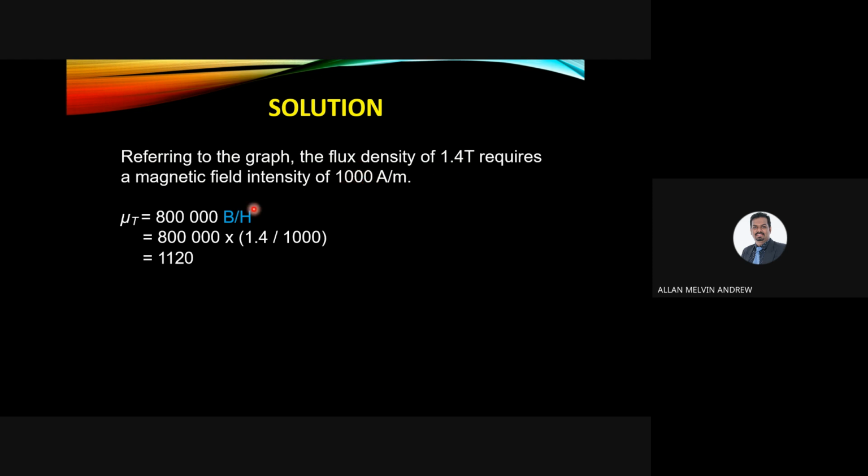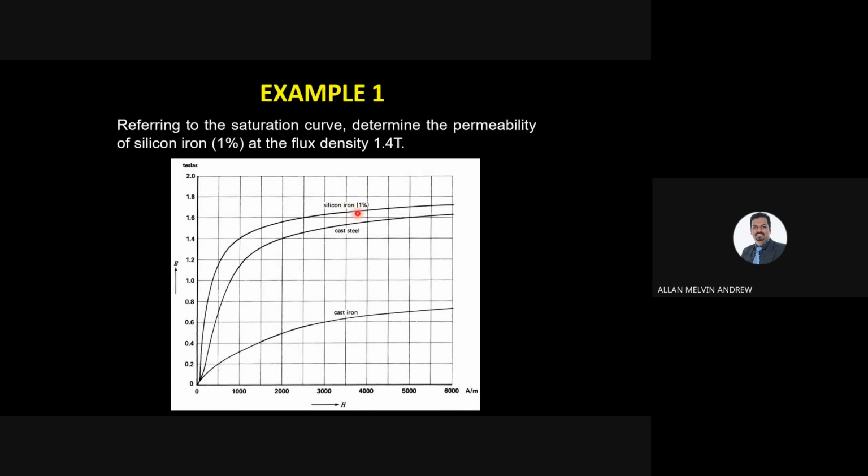Based on this, we can replace it in this formula we have seen earlier. So mu r equals B over H, where B is 1.4 given in the question, over 1000. So mu r is 1120. This is the value for the relative permeability of the material, particularly for the silicon iron.